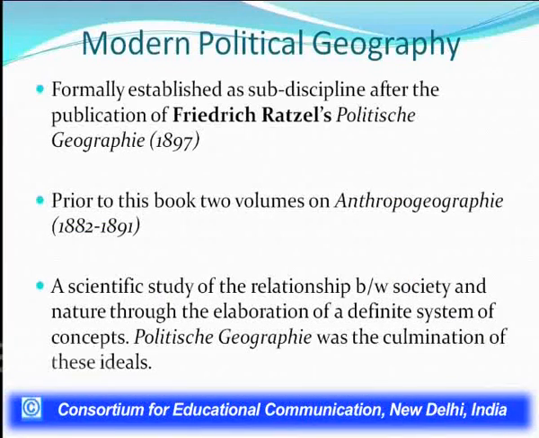But modern political geography is considered to be established during the late 19th century with the work of Friedrich Ratzel, a political geographer, initially a biologist and geologist, but later on he trained himself in political geography and wrote a very important treatise called Politische Geographie in 1897. But the background to this work was another book called Anthropogeographie.